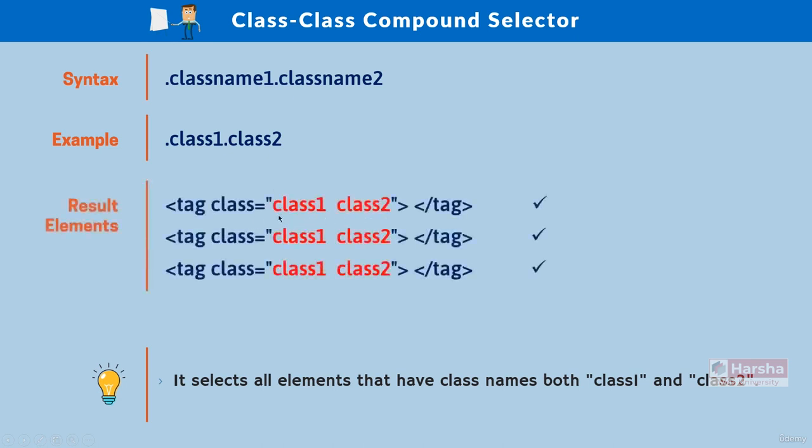That is, for the same tag, you can apply multiple classes with space separation. For example, for this particular tag, we have applied both class 1 and class 2, and this selector selects only that type of tags where both class 1 and class 2 are applied at a time. If the tag has only class 1 but not class 2, that will not be selected. In the same way, if the tag has class 2 but not class 1, those tags also will not be selected.